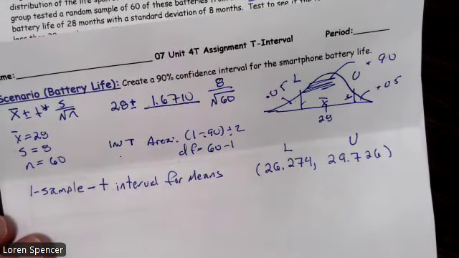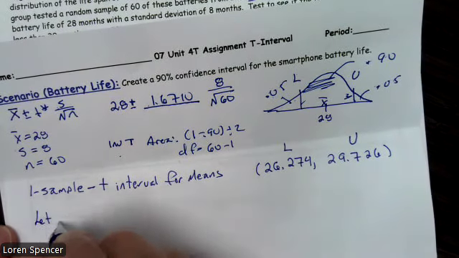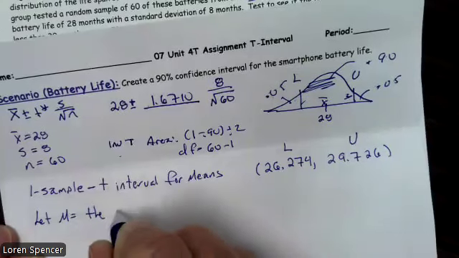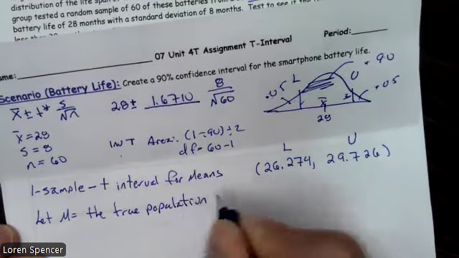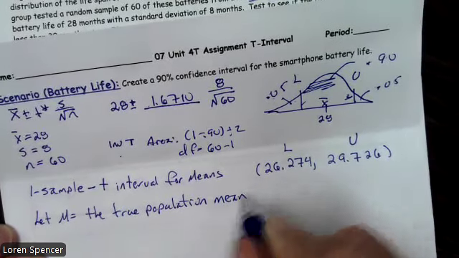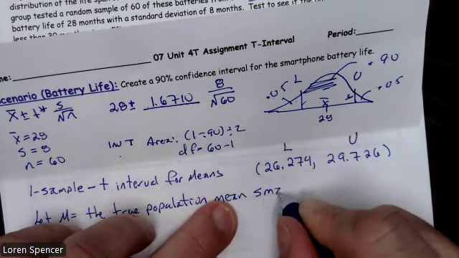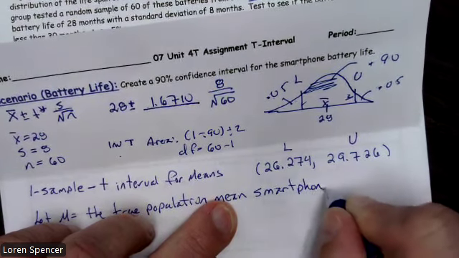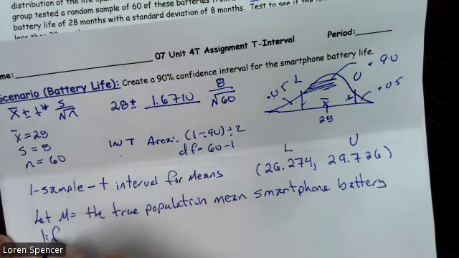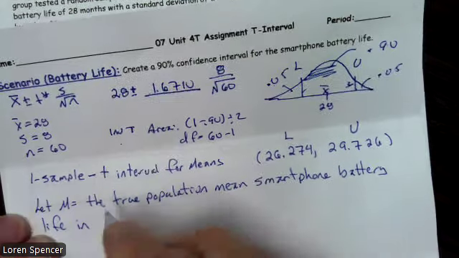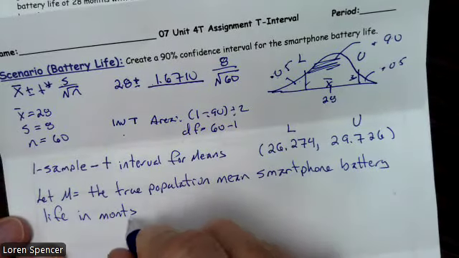I need to ask, what was I finding the interval for? Well, let mu equal the true population mean smartphone battery life in months.